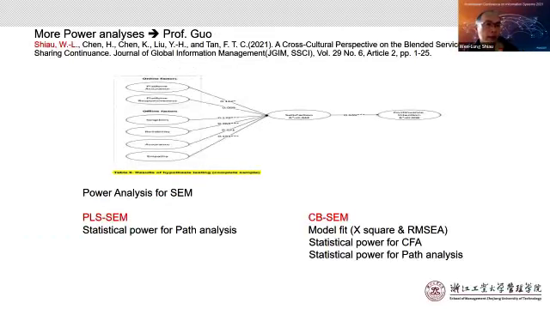The more detailed power analysis, I've left to Professor Guo, who should introduce a little bit more. At least you must know the power analysis for SEM, the two research streams. For PLS-SEM, we have the statistical power of the path analysis. For CB-SEM, we have to know more about the model fit, chi-square, RMSEA, the statistical power of the CFA, and the statistical power for the path analysis.